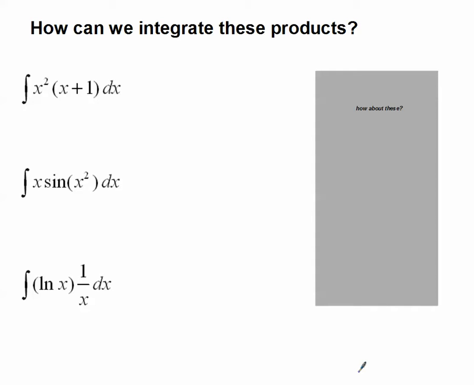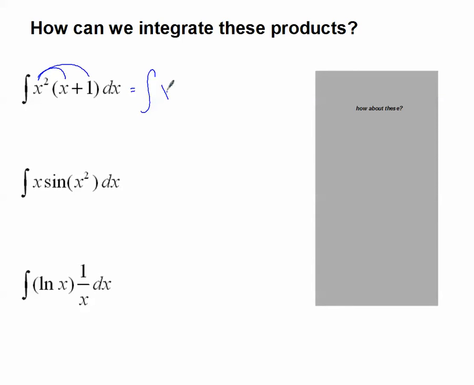Our goal in section 8.2 is to integrate products. Let's talk about how we can integrate these products. We've seen products like this before. We've got x squared multiplied to x plus 1. We cannot integrate it as a product, but we can distribute and make a new integral.